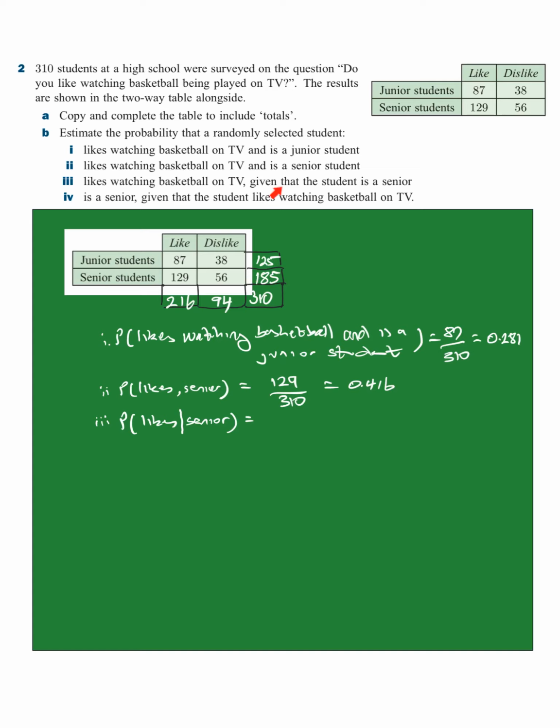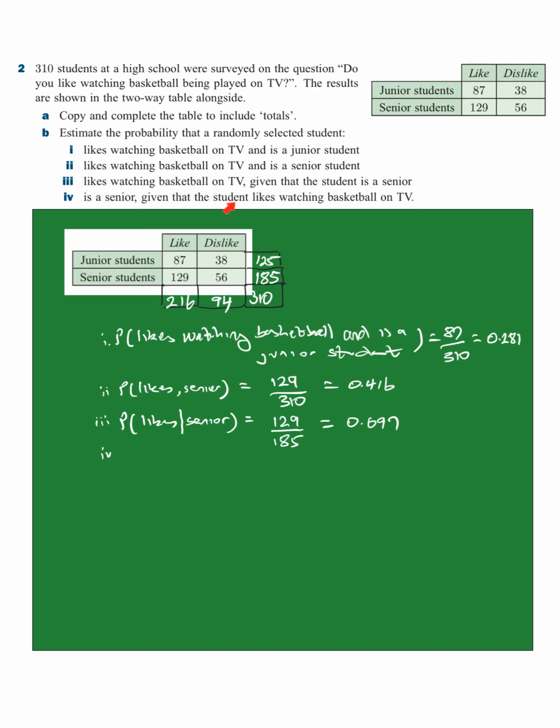Remember what I said? Given that, what follows, the student is a senior, take that as the new denominator, 185, so we put that at the bottom, 185. And likes watching basketball on TV, so that's going to be 129 on the top. That equals 0.697.